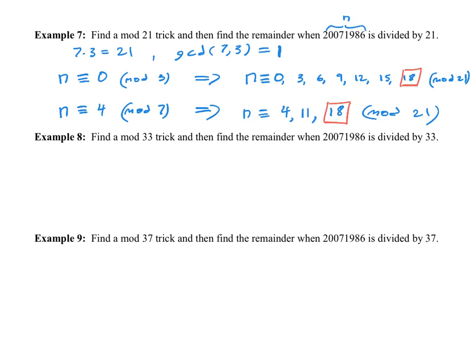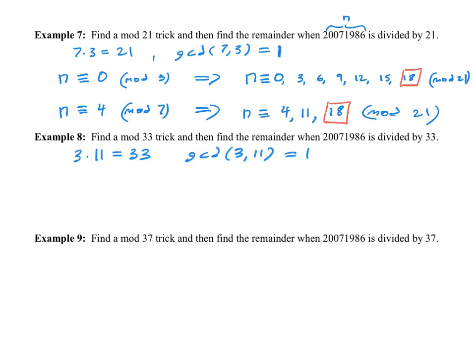Okay, let's try the next problem. So in this problem, we have a mod 33 trick to try to deal with. So we'll try to think of two numbers that multiply to get 33. So we could do 3 times 11 equals 33. And those numbers also have no common factors.